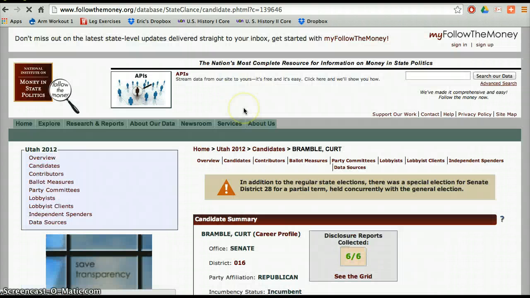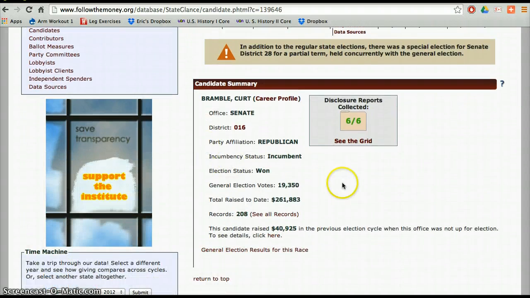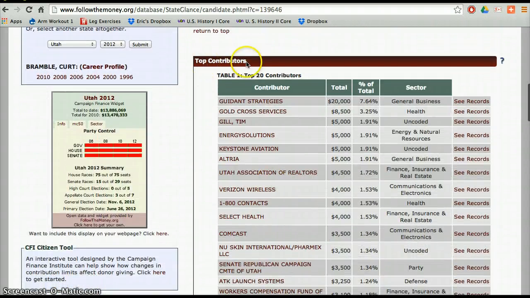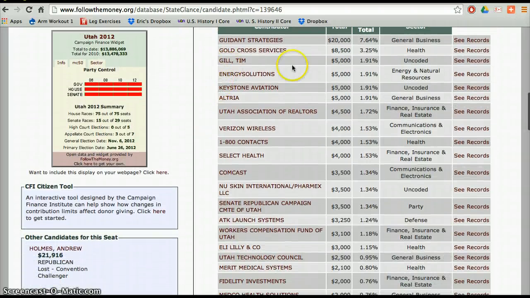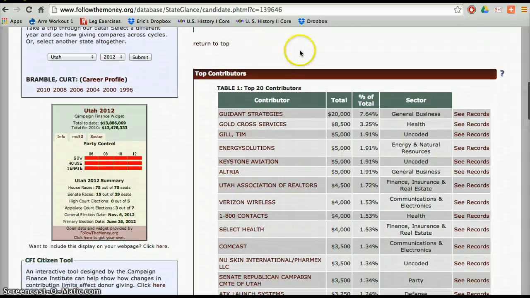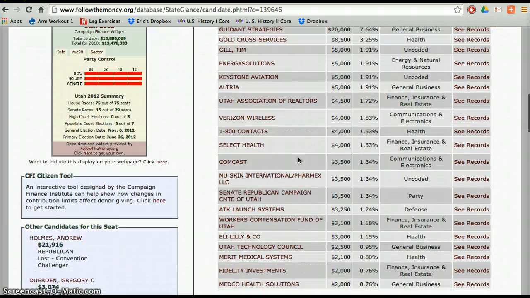But not right click. Okay, and it will show you the top contributors to his campaign, and we have some interesting ones. Energy Solutions, and that may be an important point to bring up, that Energy Solutions is a little controversial here in Utah because it deals with nuclear energy and nuclear waste in part. That's not the only thing they do, but that is something that a lot of people have had issues with, and if they do, then Kurt Bramble may not have been the candidate for them.